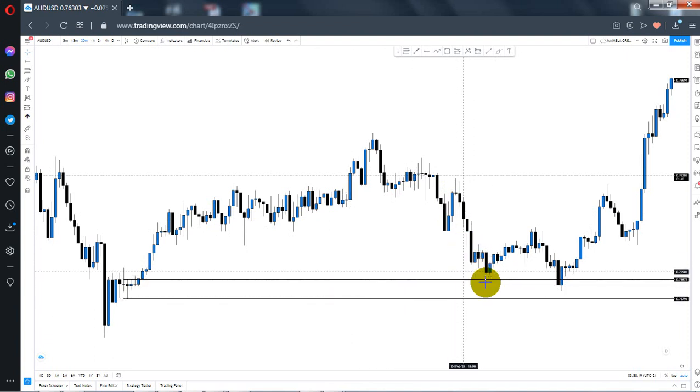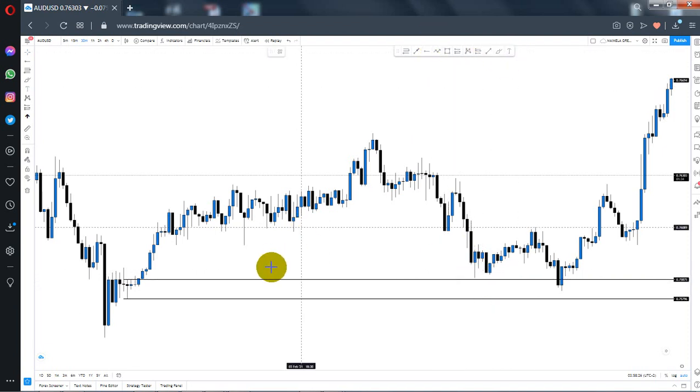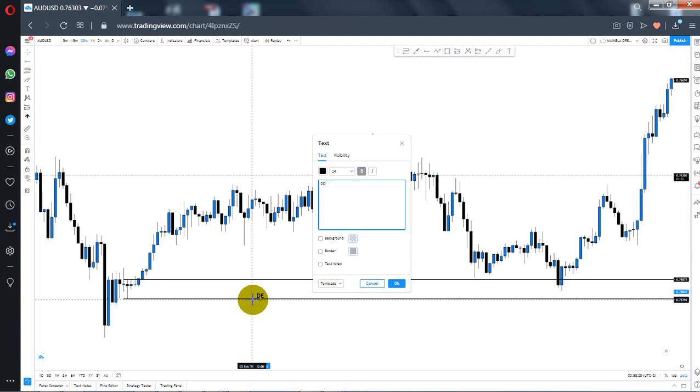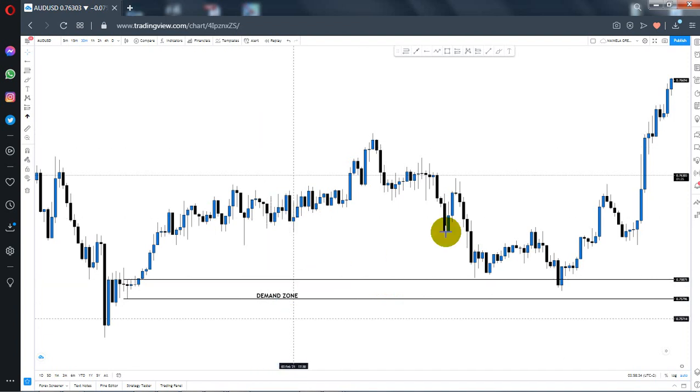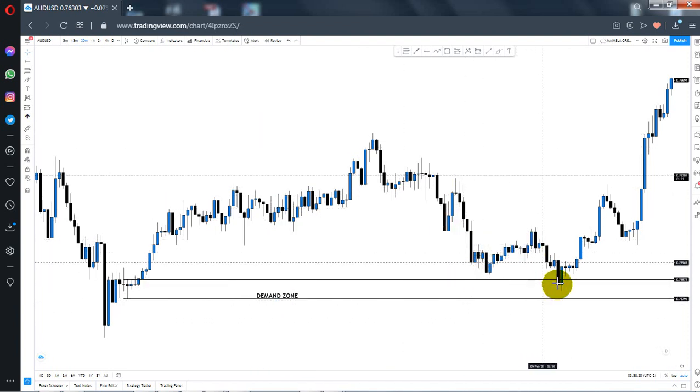As you can see, they first try to touch the demand line here. Sorry, I forgot to write this one. This is our demand zone, like this. As you can see, this is our first attempt here. Then they went up. Then here, this is where they reached our demand zone. So you can see they reached our demand zone with a strong bearish movement here.